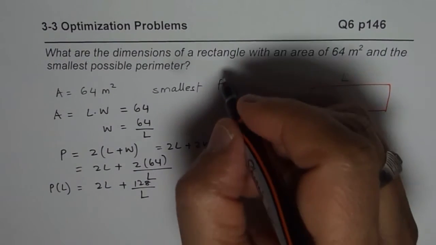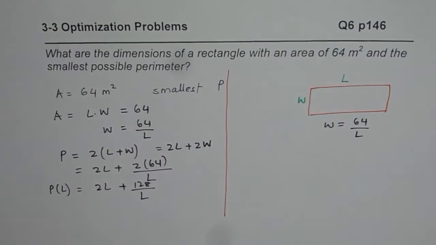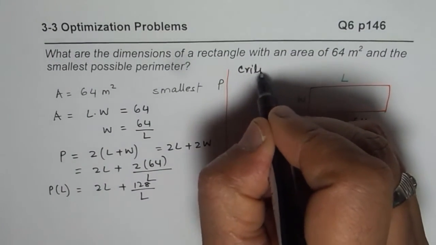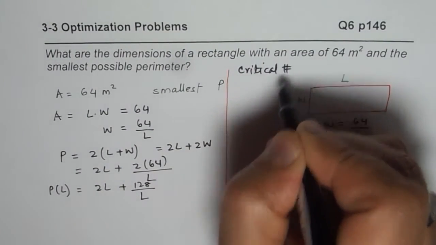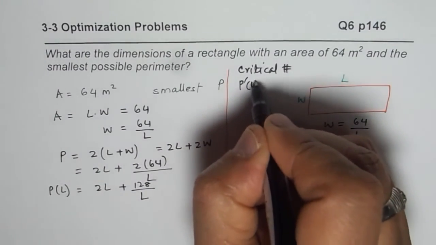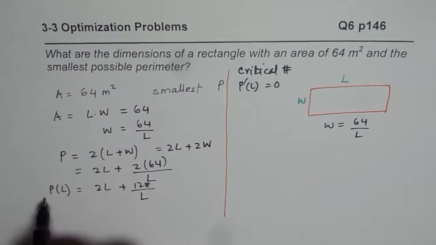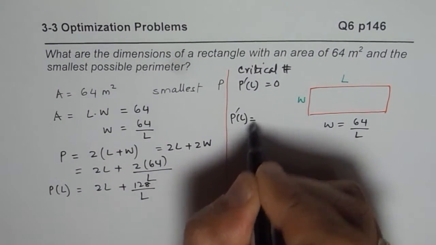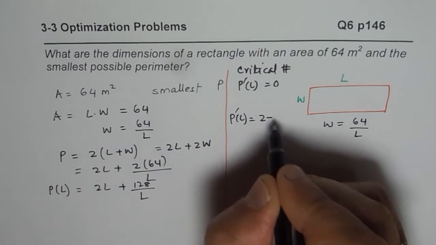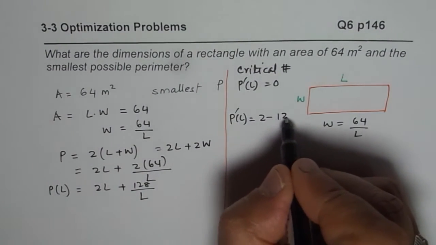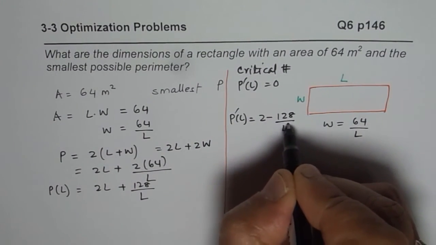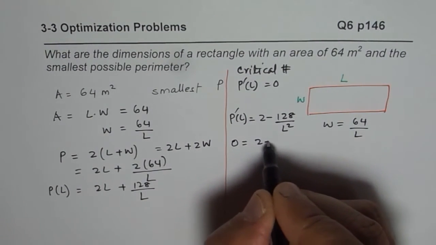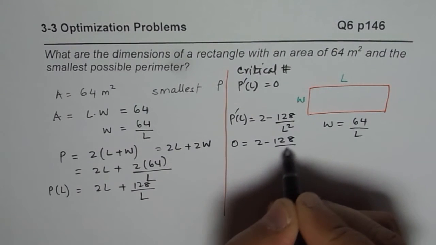Now as we had been doing, we will find the critical number. So next step is always to find the critical number, right? So let's find the critical number. Critical number is when the derivative is equal to 0, right? So the derivative for this function will be equal to 2 minus 128 over L square, right? So that is the derivative. Equating this to 0, we say 0 equals 2 minus 128 over L square.